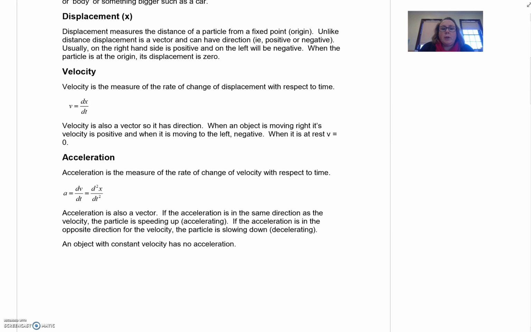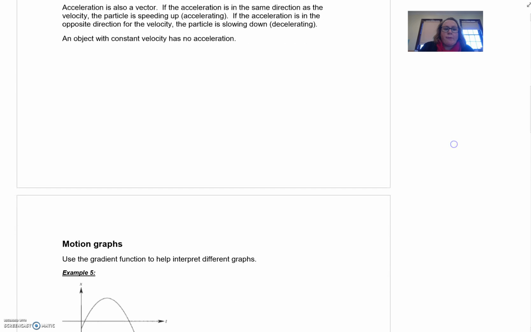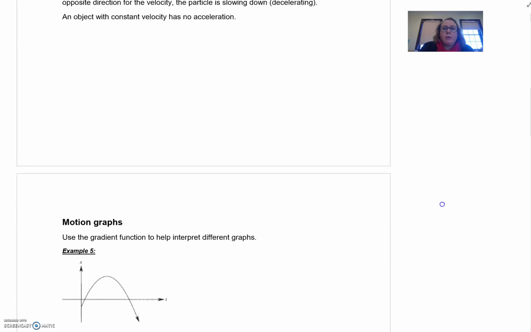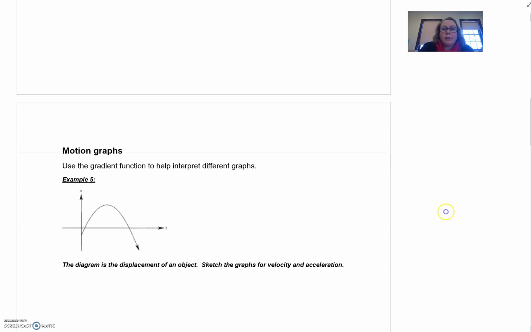Acceleration is the change in velocity, or the second derivative of displacement. It is in meters per second squared. If it is negative, it's slowing down. If it is positive, it's speeding up. An object with constant velocity has no acceleration.